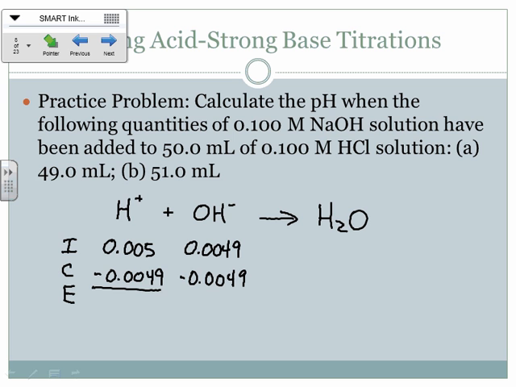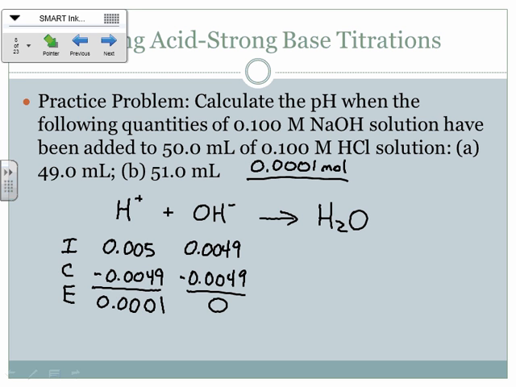So then what we end up with here is 0.0001. Did I do that right? And then 0. Okay? So that's the number of moles of the HCl that we have. Now to figure out the pH, we need the concentration of the H plus. So we need to take 0.0001 moles divided by the number of liters of our solution.